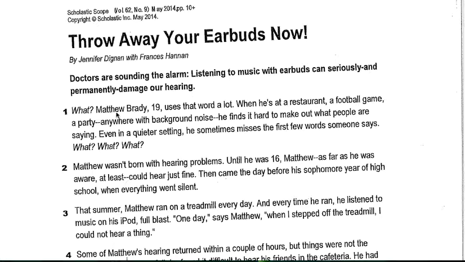What? Matthew Brady, 19, uses that word a lot when he's at a restaurant, a football game, a party, anywhere with background noise. He finds it hard to make out what people are saying. Even in a quieter setting, he sometimes misses the first few words someone says. What? What?